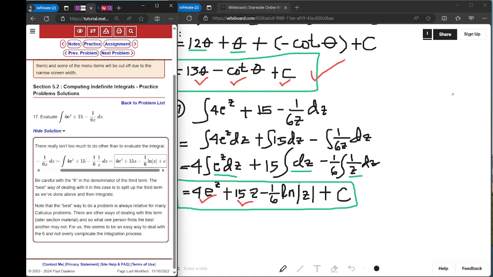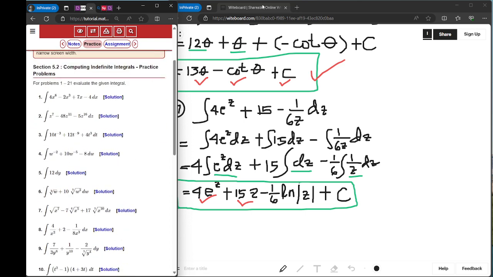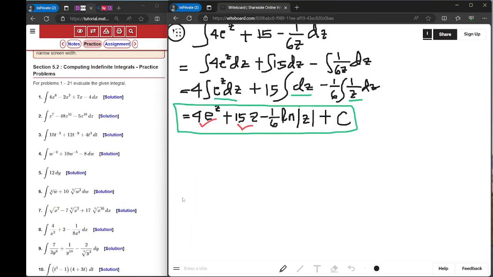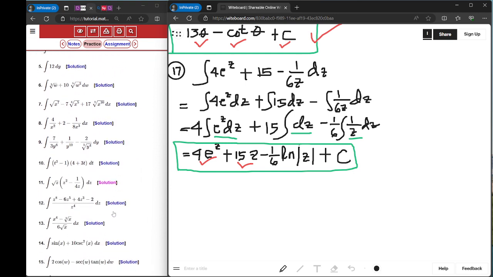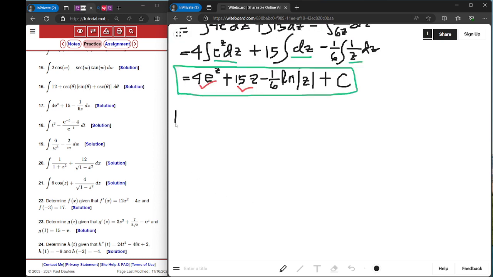Hello, everyone. Now let's solve another problem. We're done with number 17. So which is next? We have here problems 18, 19. Let's try 18. Okay, hope we can easily answer it. So number 18.